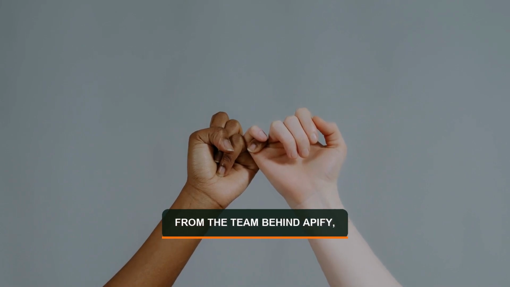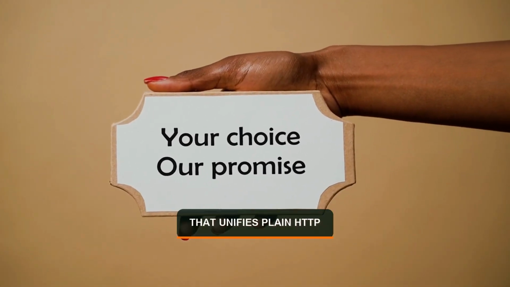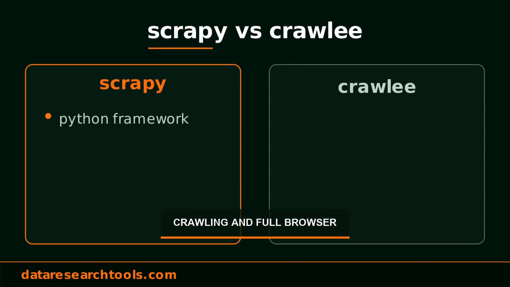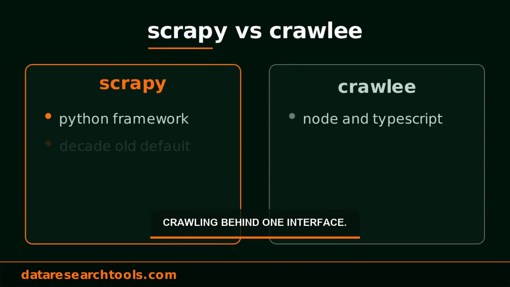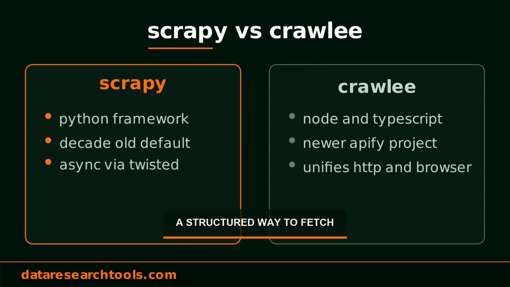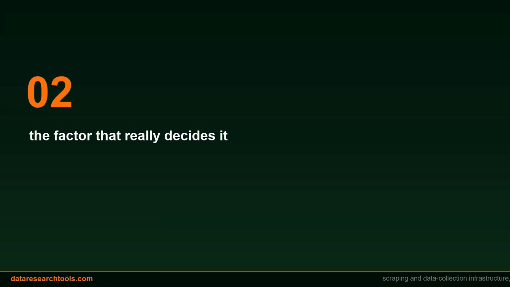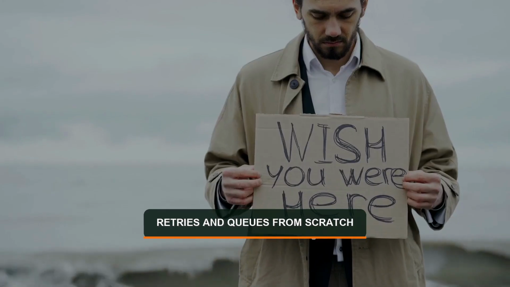Crawlee is a newer framework from the team behind Apify, written in Node and TypeScript, that unifies plain HTTP crawling and full browser crawling behind one interface. Both give you the same core promise, a structured way to fetch pages, follow links, parse fields, and store the result, with the plumbing already built so you are not wiring retries and queues from scratch every time.